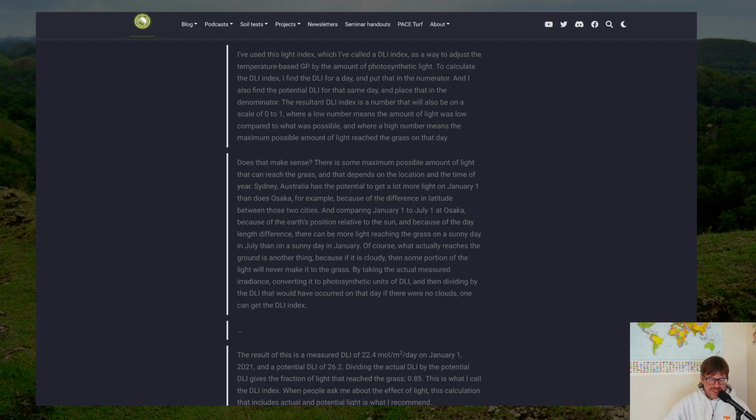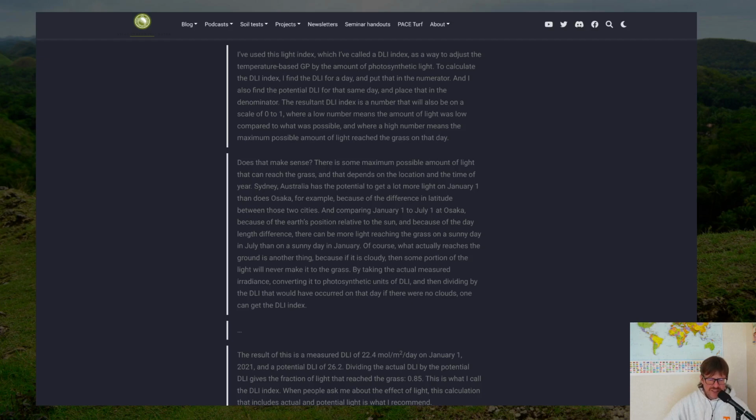To calculate the DLI index, I find the DLI for a day and put that in the numerator. And I also find the potential DLI for that same day and place that in the denominator. Remember, I explained how you find the potential DLI. You use some calculations to find the amount of light that would reach the surface based on what would reach the top of the atmosphere on that day at that time for any latitude and longitude point.